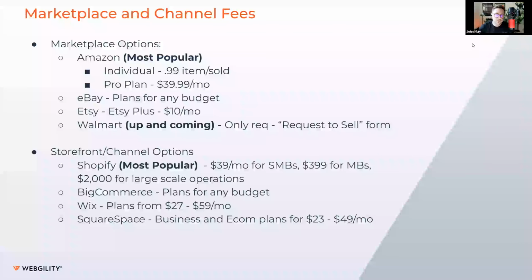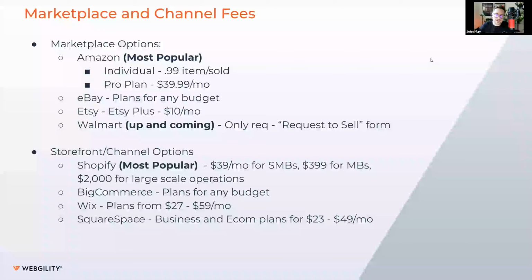But one thing to note is that none of these marketplaces require that you have a subscription to sell on the platform. Some of them do offer subscriptions that give you perks and discounts on listings and inventory storage and stuff of that nature, but none of them flat out require that you have a membership necessarily to sell on the platform. I will note that while Amazon doesn't require a subscription, it does have a per listing fee that you pay. For the individual plan, it's 99 cents for every item that you sell. And for the pro plan, it becomes a subscription at that point for just around $40 a month.